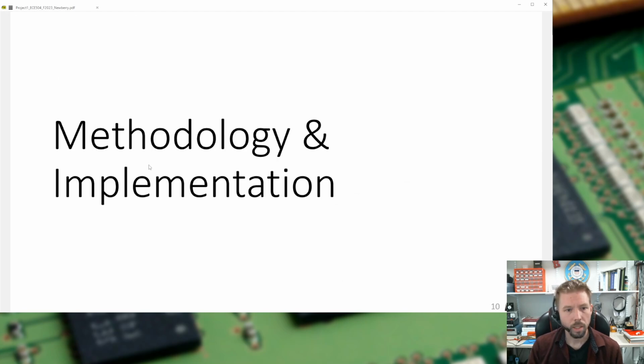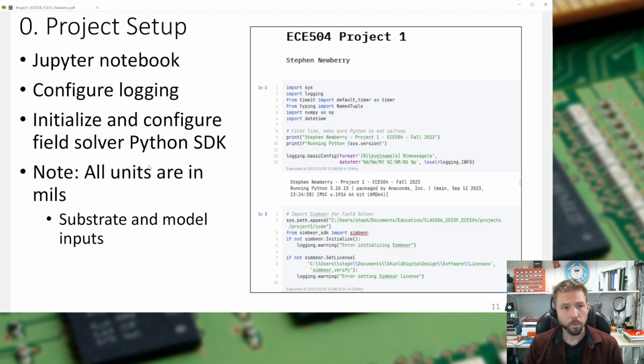Now here's the methodology that I used for this particular project. Everything is in a Jupyter notebook, and to start out with, I set up my notebook, I configured logging, configured the field solver SDK that I used. I'll go into that in a second. Quick note about units. All of my units of length are in mils, 1 mil being 1,000th of 1 inch. That's very common for printed circuit board design. So for the substrate thicknesses, transmission line lengths, and such.